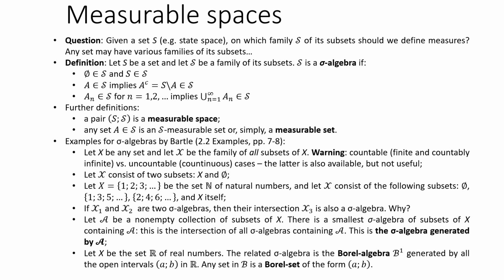If x1 and x2 are sigma-algebras, they both have the empty set and the whole set. So the empty set and the whole set is in the intersection. So the empty set and the whole set is in x3. If a set is in both of them, then its complement is also in the intersection.